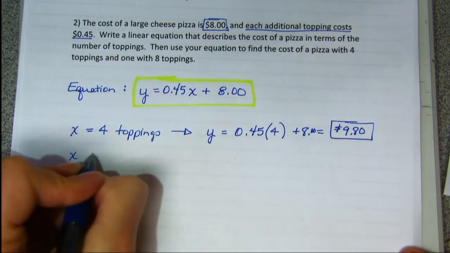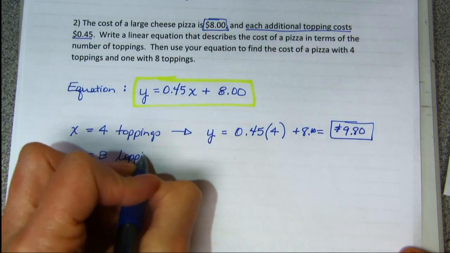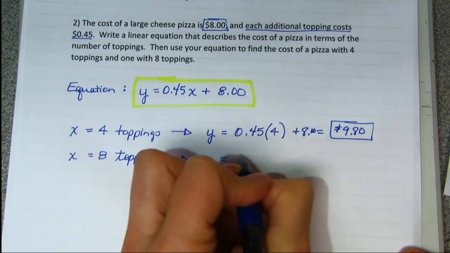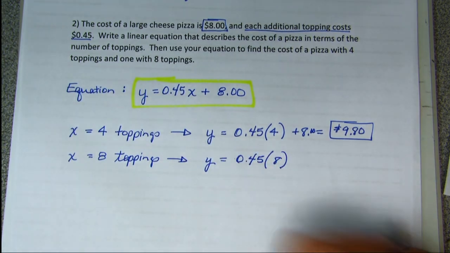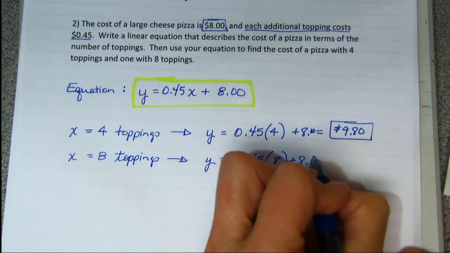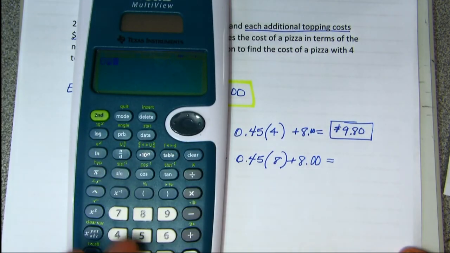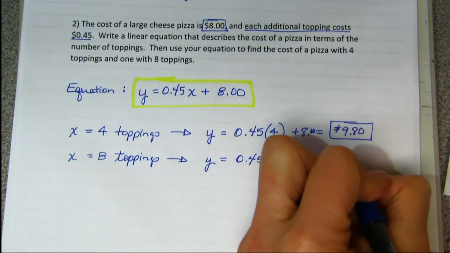What if I wanted eight additional toppings? Like a lot on top of your pizza. So now it would be y equals 45 cents for each topping plus the base cost of $8. That's $11.60.